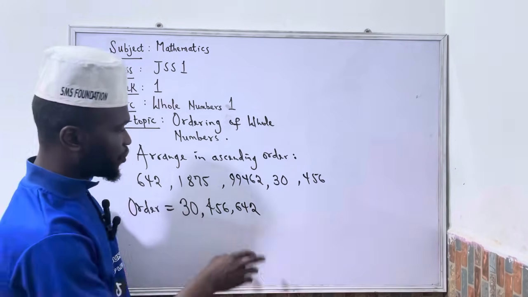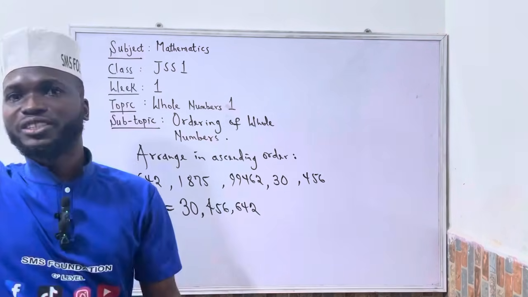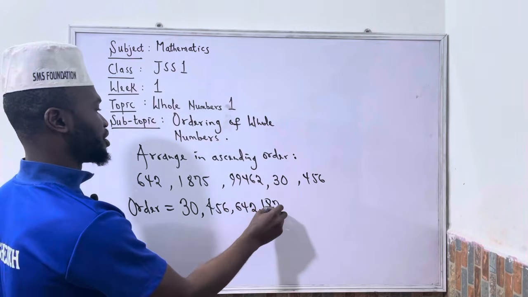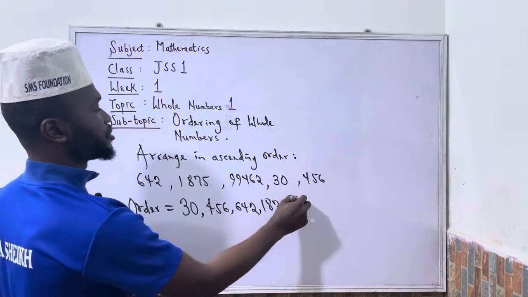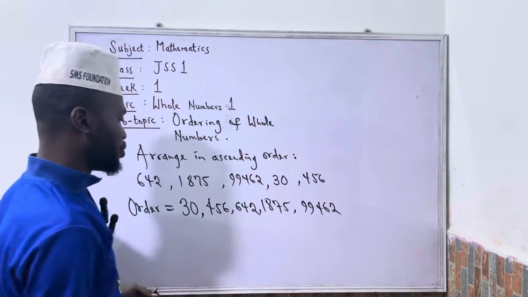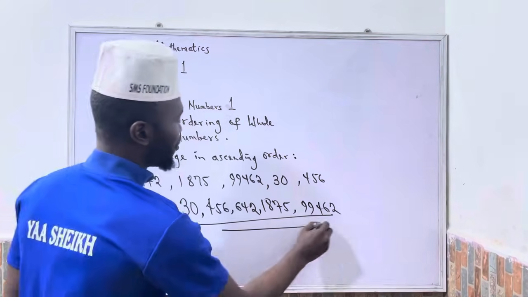1875. And this is 5 digits. Of course, 5 digits will be the highest. So this will follow next: 1875, and then this is 99,462. So this is the order.